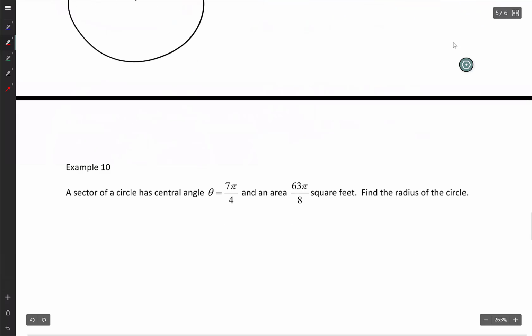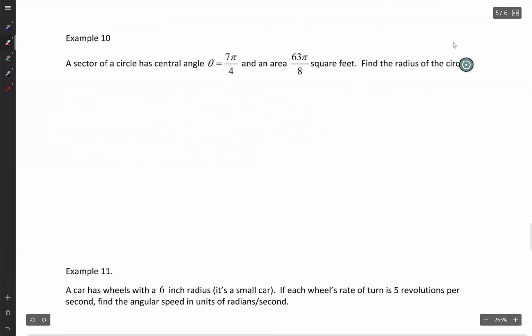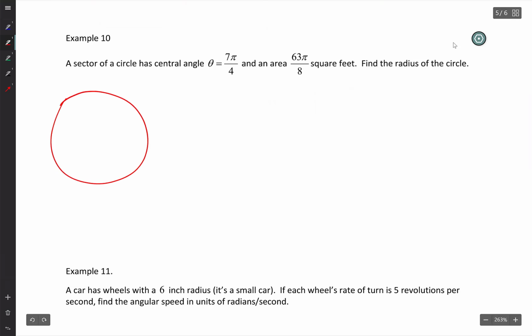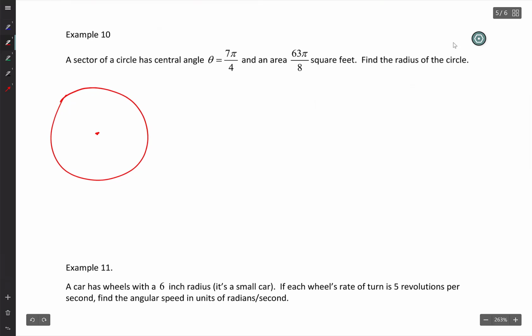Anyways, let's continue. A sector of a circle has a central angle of 7 pi over 4 and an area of 63 pi over 8 square feet. Find the radius of the circle. Ooh, I like this question, guys. I'm really enjoying it. I typed this question out, by the way. I'm pretty sure I took the question from a UH type of quiz. So let's see what they want. They want the radius. And so here's what I have, 7 pi over 4, so that's going to be something like that.